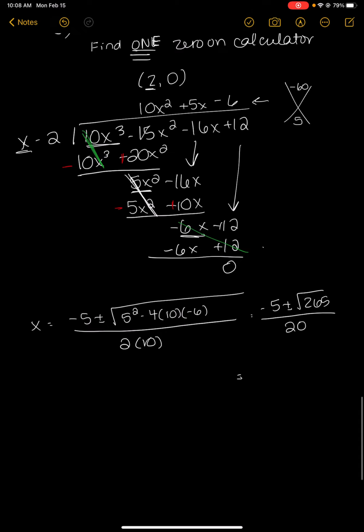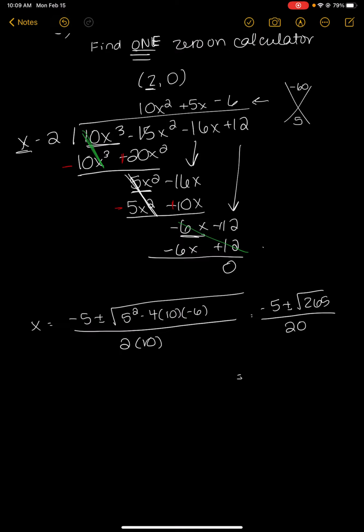And then of course we want to simplify it all the way. So you want to figure out the biggest perfect square factor that goes into 265, if there is one. I don't know if there is or not. It looks like there is not. So that's as simplified as it gets.